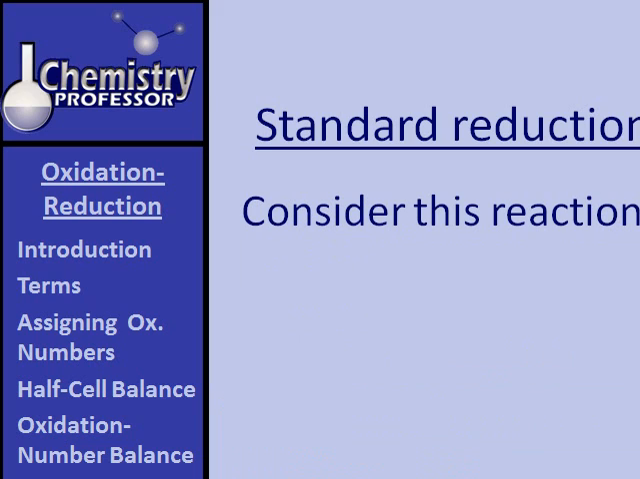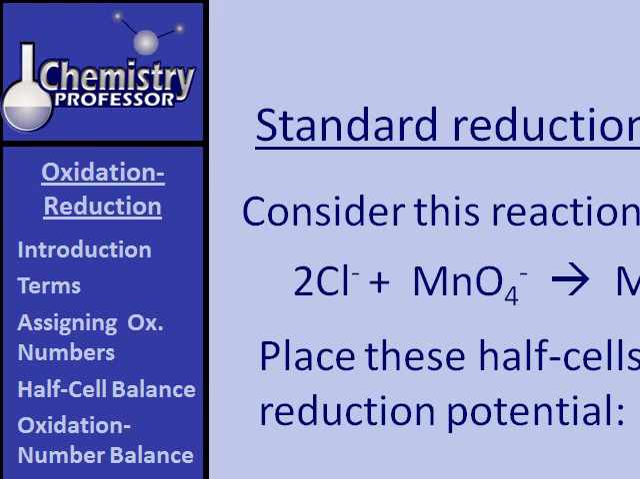Consider this reaction. We have chloride ion reacting with permanganate, giving us the manganese ion and chlorine. Now here are the half cells that we get. We write them, remember, gaining electrons. So we write chlorine plus 2 electrons, giving us chloride ion, and permanganate plus 5 electrons, giving us the manganese ion. Now, which one has the greater reduction potential?